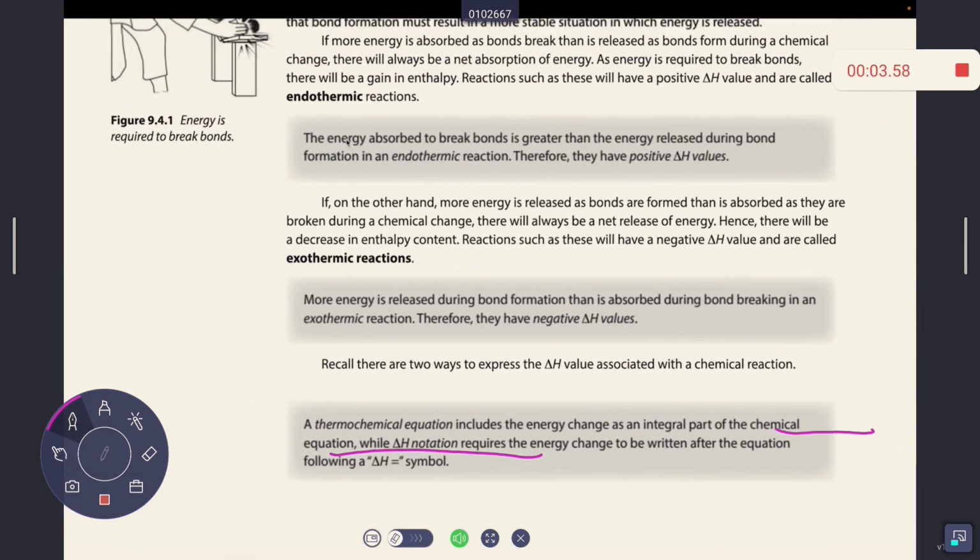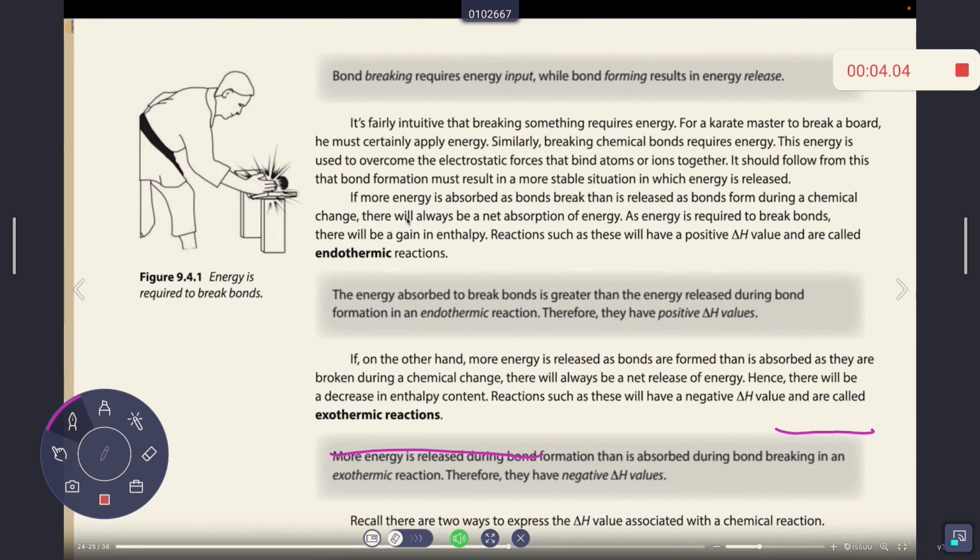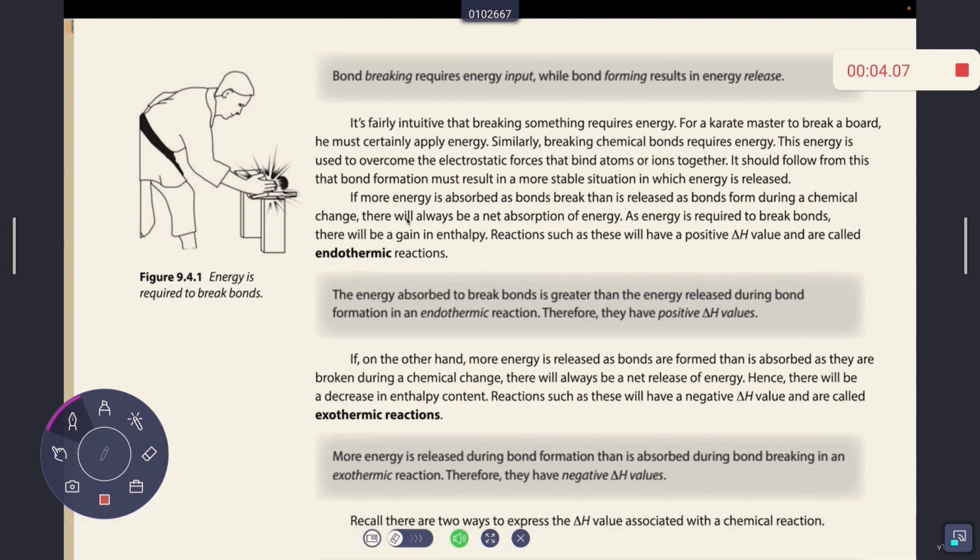let's talk about what happens when you break or form bonds. If I was going to karate chop a piece of wood, wouldn't that take a lot of energy on my part? Okay. Similarly, if you're going to break bonds, it's going to take some energy to put in to get that to happen. So that means the opposite, which is forming bonds, is actually going to release a bunch of energy. Okay. Now the balance between the two is going to determine whether you have an endothermic or an exothermic process. So if the energy absorbed to break bonds is greater than the energy released when you're forming bonds, you're going to have an endothermic reaction.